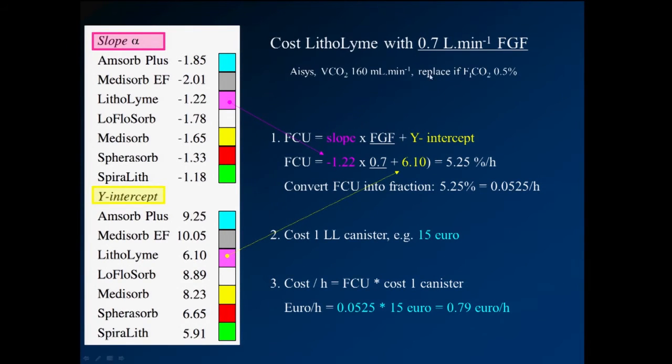So one quick example, 0.7 liters per minute fresh gas flow. I'm going to use little lime, so the slope for little lime is here, the y-intercept for little lime is there, that's the fresh gas flow, 0.7. That's the percentage per hour. I'm converting it into a fraction per hour. Then I look up the cost of one canister, and I multiply this with this, and I get the cost of a canister per hour. Yesterday in the workshop, I provided a huge Excel file that allows you to calculate the costs of the different canisters with whatever settings you like.